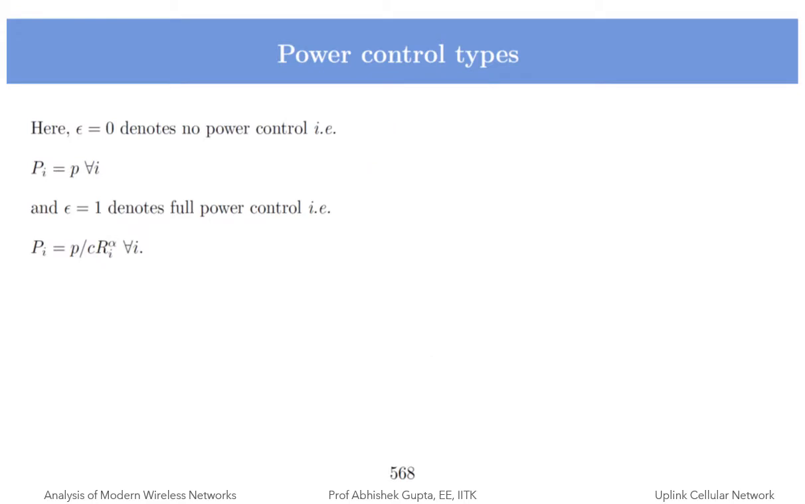So if you put epsilon equal to 0, you get Pi equal to P. This means there is no power control and all the UEs have the same transmit power. And if you put epsilon equal to 1, you get the full power control. In that case, Pi is equal to P by C Ri to the power alpha. This is the same as the first equation. And if epsilon is between 0 and 1, you get different types of power control.